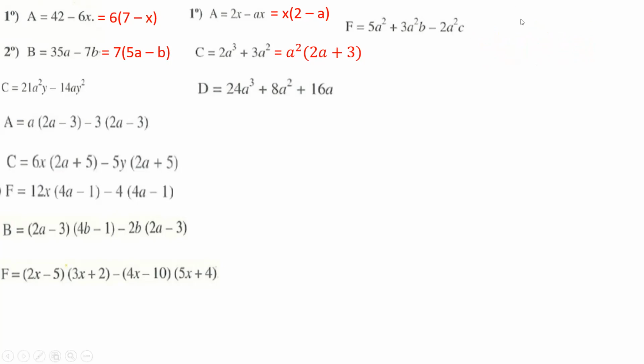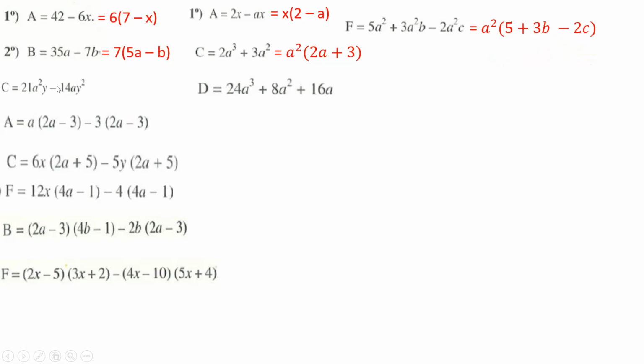Now, we continue with F. In F, I have 3 terms, so I should find a common between the 3. Between positive, positive, and negative, no common. Between 5, 3, and 2, no common. Between a squared, a squared b, and a squared c, we have a common a squared, and I open parentheses. 5a squared divided by a squared is 5. Positive 3a squared b divided by a squared is positive 3b. Negative 2a squared c divided by a squared is negative 2c.